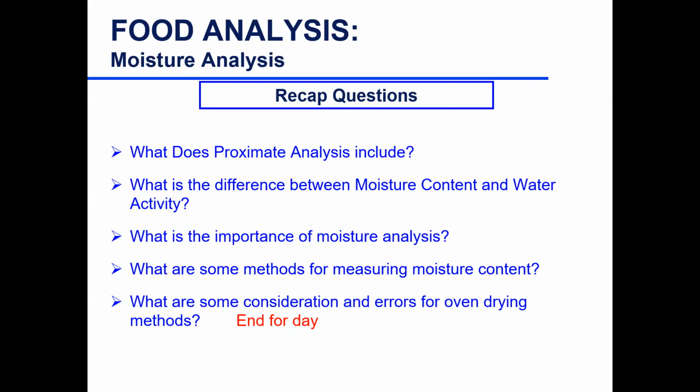What are some considered errors for oven drying? How about just two of them? What two problems do you have in oven drying? Then you're off the hook. Sure. We need to control the handling and storage, because water is volatile. And you have to consider the interaction of water with other food components. Sounds good.